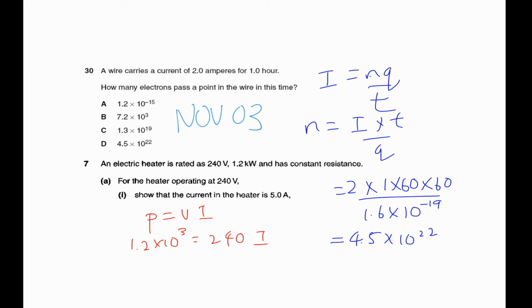So you take N as your subject, then you get N equals I times T over Q. So substitute your current in ampere. Now 1 hour must change to seconds, because your current in ampere is SI. So your time, 1 hour, also must be SI. So change 1 hour times 60 minutes times 60 seconds and then divide by the charge of the electron and you get the number of electrons.